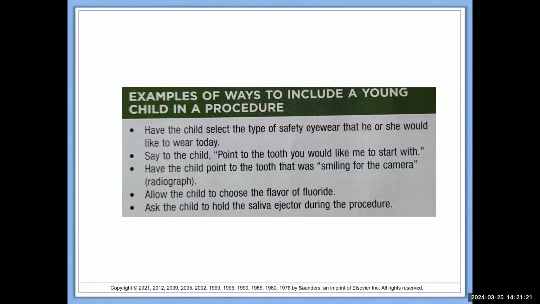There's examples of ways to include a young child in a procedure. You can have the child select the type of eyewear. They can point to the tooth you would like to start with. They can have the child point to the tooth that was smiling for the camera. So it really deals with the child getting involved with the procedure. It makes them feel a part of it. So that way there's less fear.